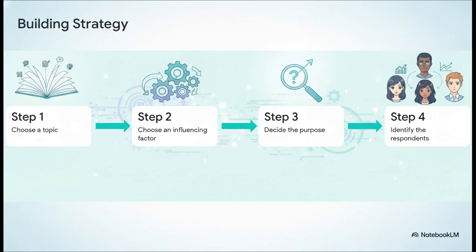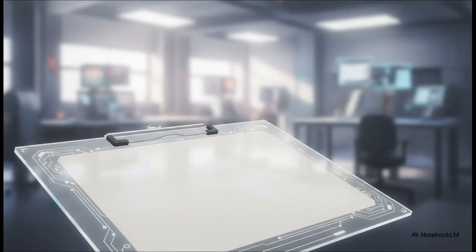Step 1, choose a topic. Step 2, choose an influencing factor. Step 3, decide the purpose of your study. And Step 4, identify your respondents. Easy enough, right? Now, let's take those raw materials we just identified and actually prep them for final assembly on the line.